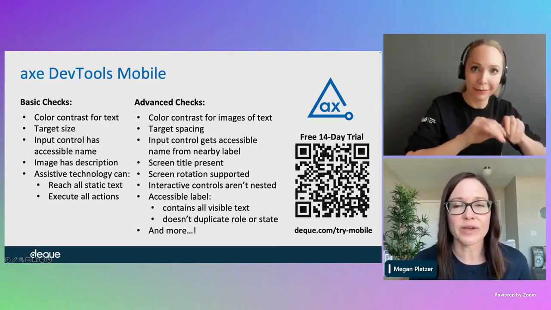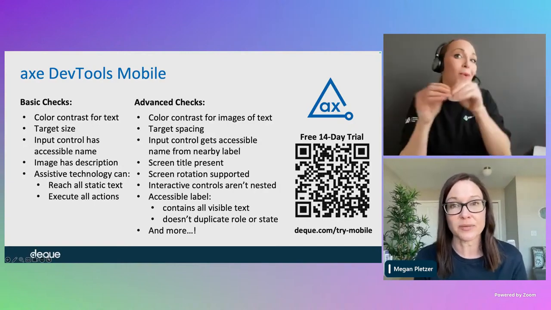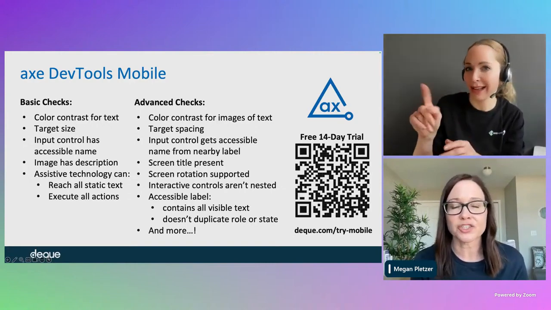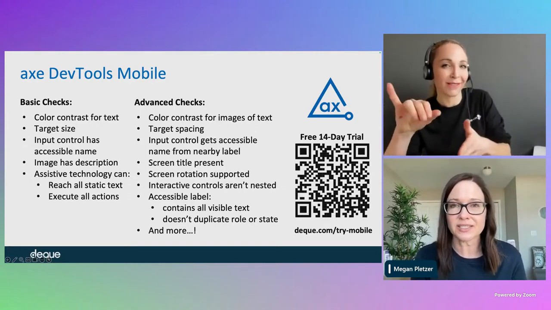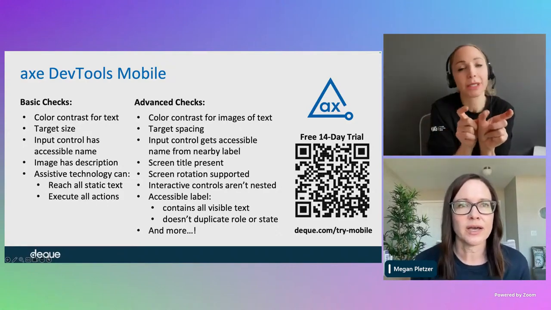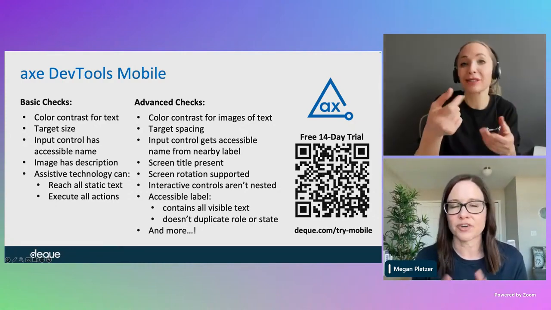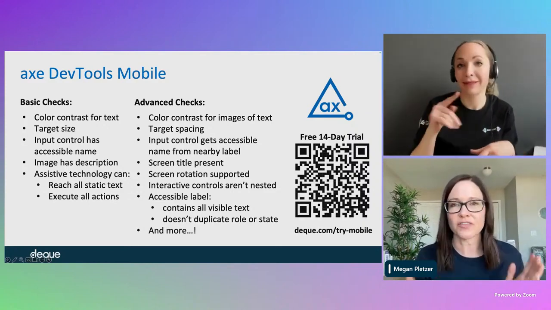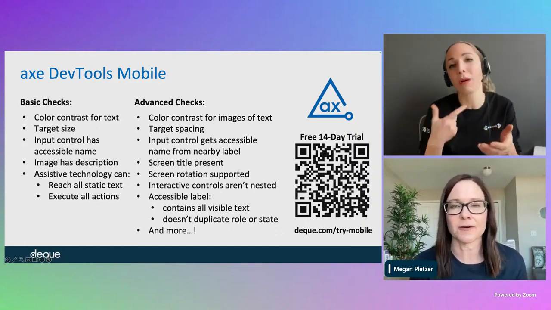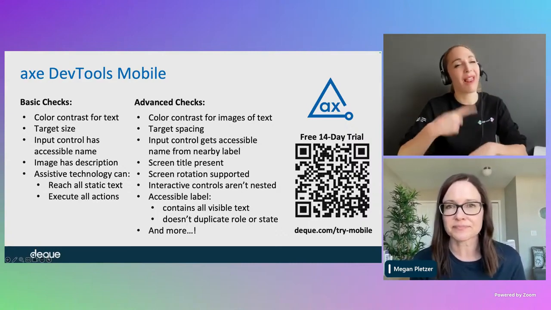And then on top of that, we are adding additional things. Like I showed, we're able to detect color contrast for images of text using that computer vision. We implemented the WCAG 2.2 rule recently for target spacing, so making sure that hit areas aren't too close together so you don't accidentally hit one as opposed to another. And a number of other things like, do you have a screen title? Are you supporting screen rotation? You're not nesting interactive controls. And there's a lot more to it, just to make sure that we're really testing for extra things that might trip users up. So we do have quite a robust and long rule set that we're testing for.